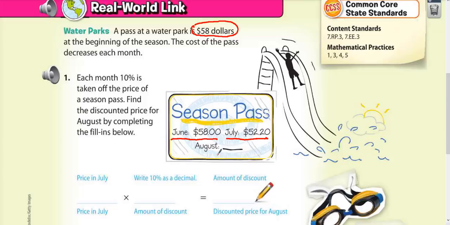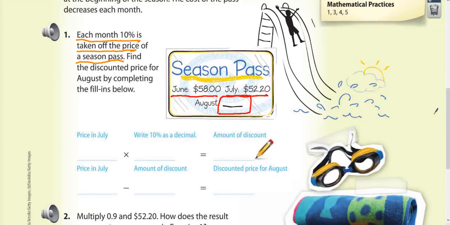We're going to figure out how much would you pay to buy that pass in August. So we need to know what the amount of the discount is, and they tell us each month 10% is taken off the price of a season pass. So to figure out how much August is, we're going to do this, and it's going to look really familiar because it looks a lot like what we did with sales tax and tips. We're going to start with the price in July. So we look back at the table or at the pass, and it says that the price in July is $52.20. Now, how much is the discount?